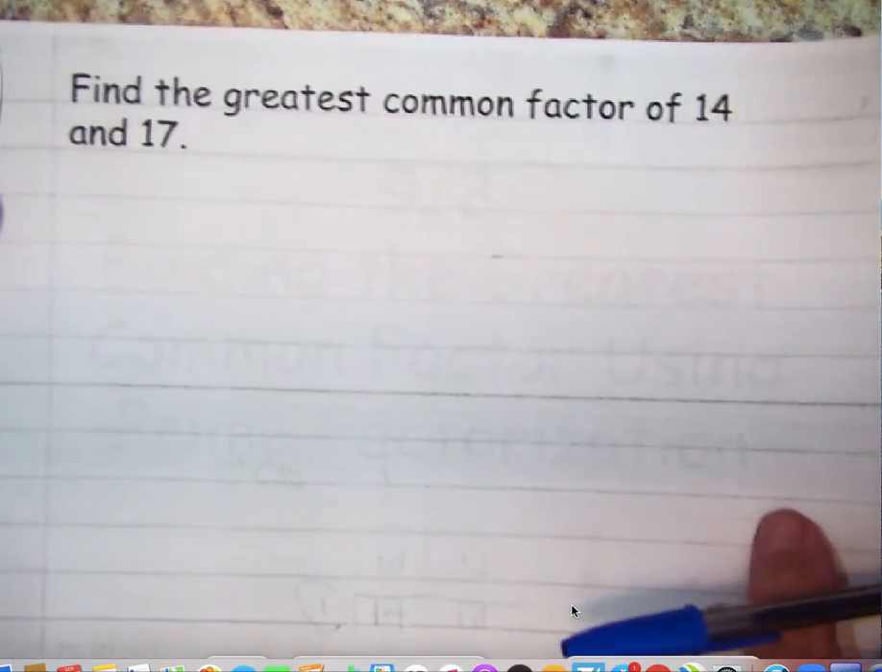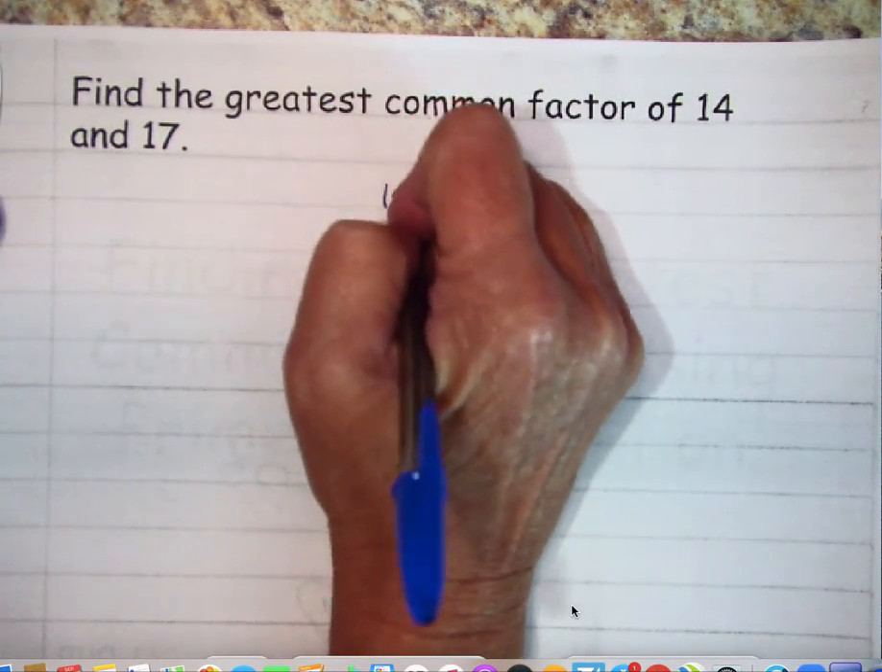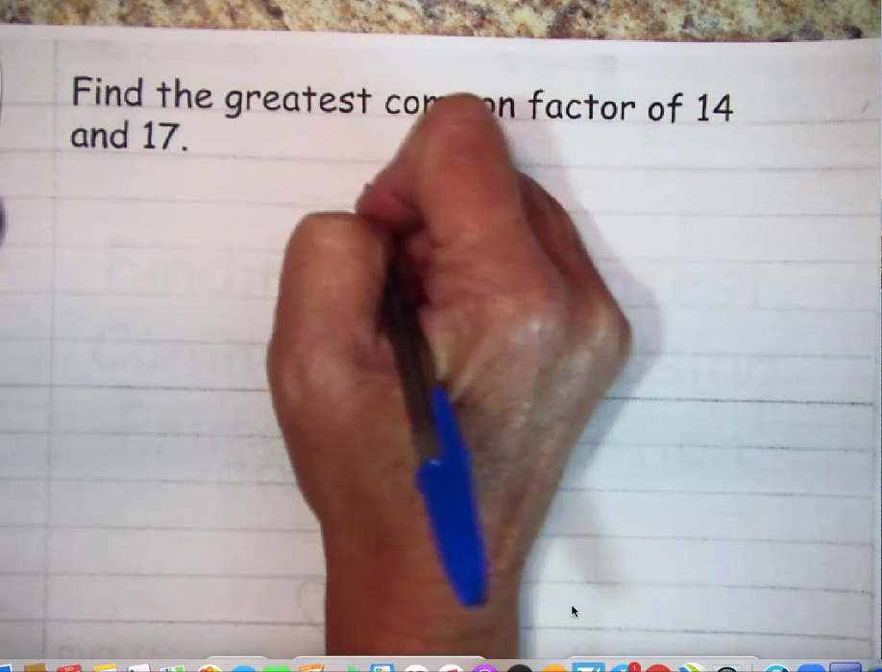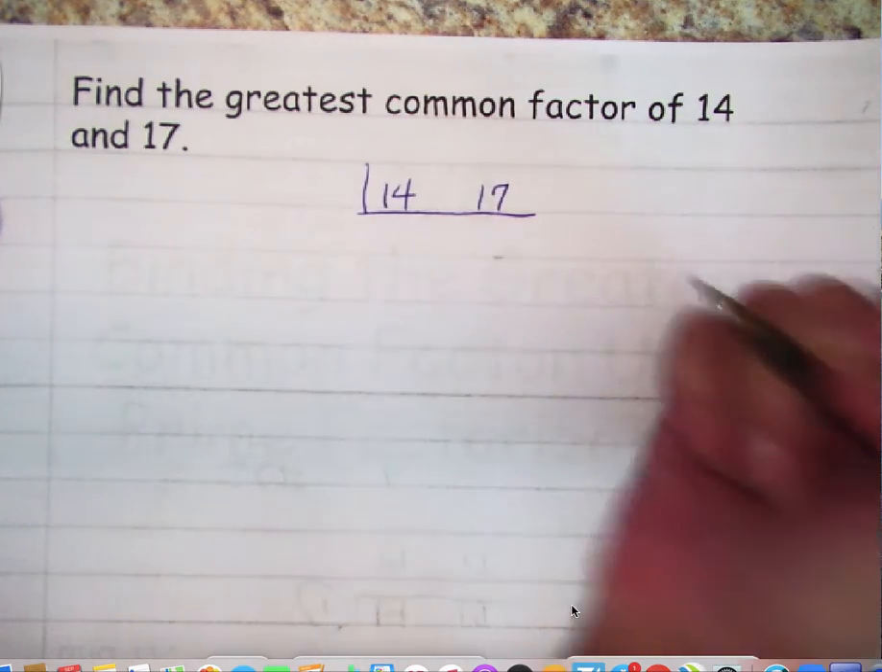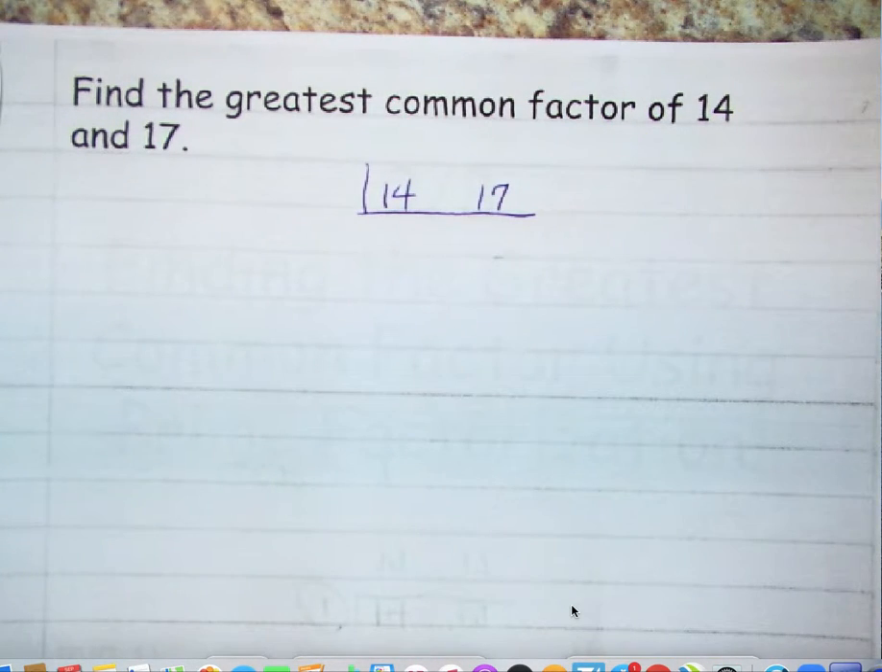Greatest common factor of 14 and 17. Well, 14, there's that even number again. It's divisible by 2. But 17 is not an even number. 17 is not divisible by 2. Okay? It's not divisible by 3. 3 times 5 is 15. 6 times 3 is 18. So I skipped right over 17. 4 times 4 is 16. 4 times 5 is 20. So that won't work.